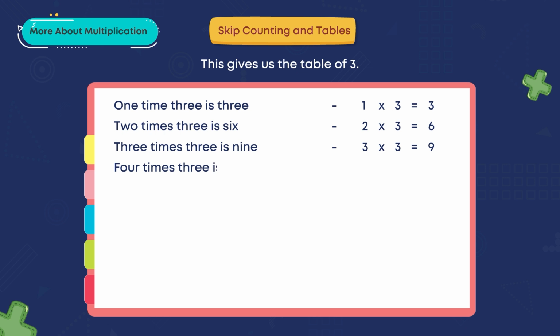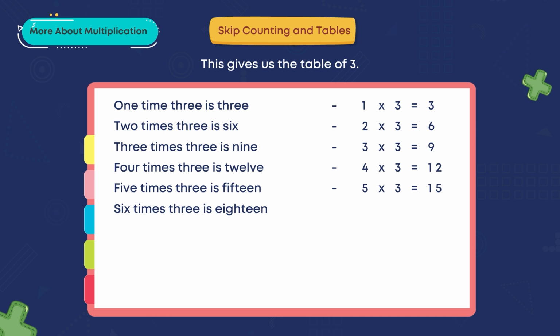4 times 3 is 12. 5 times 3 is 15. 6 times 3 is 18.